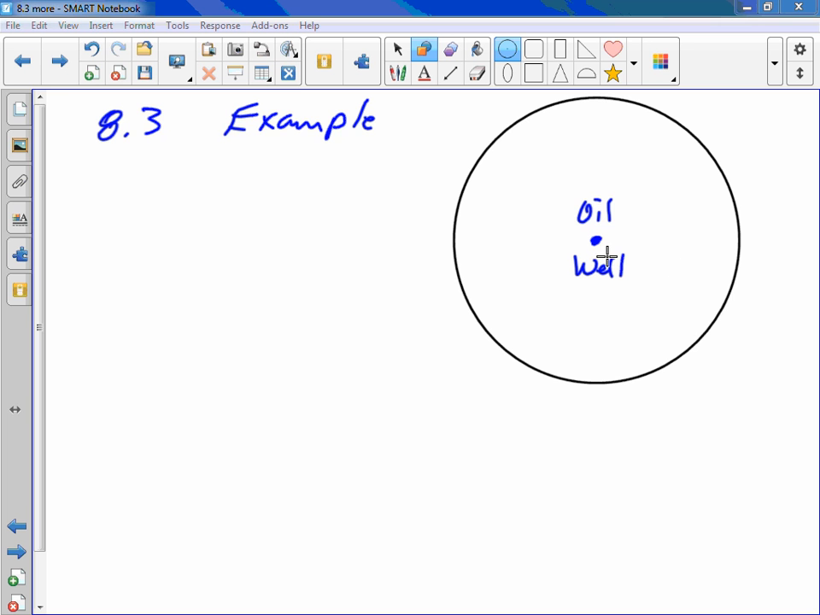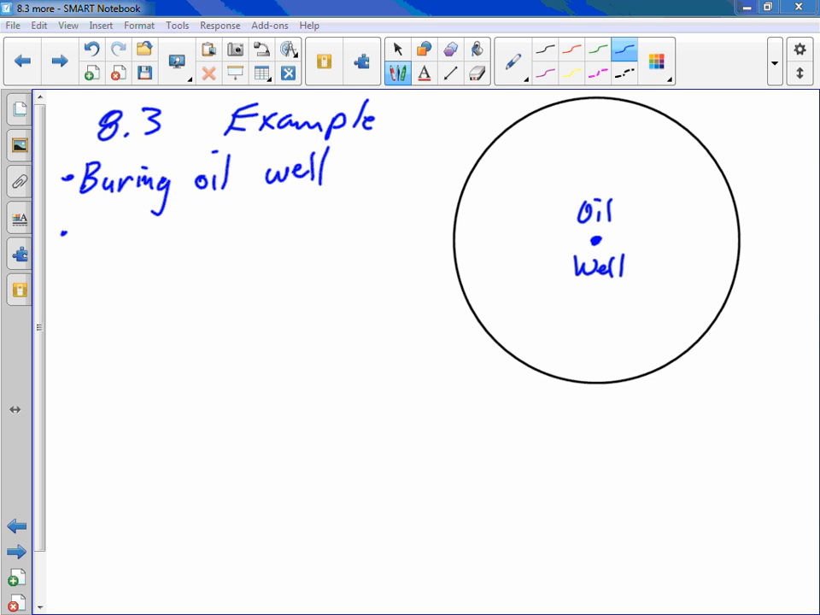Burning oil well here, and this is an actual real problem, so I like these. And as I said, if there's wind, they can still use the calculus to model it, but it becomes a lot more parameters involved. So we're going to say no wind. Burning oil well, or anything really. No wind.